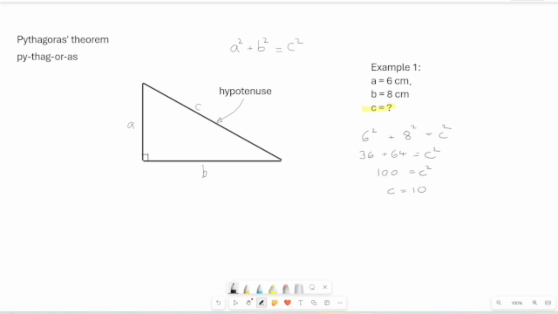And the units we're using is centimeters. So 10 centimeters. So we've been able to find the length of this longest side, the hypotenuse, with knowledge of the length of the other two sides. And that is one of the main uses of Pythagoras' theorem. It allows us to find the length of sides. We need to know two, and we can find the third.